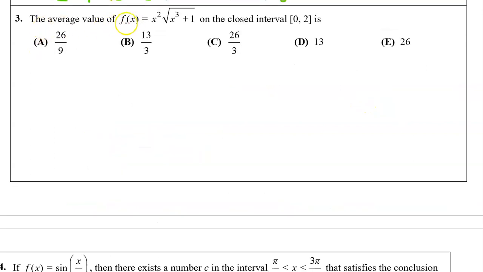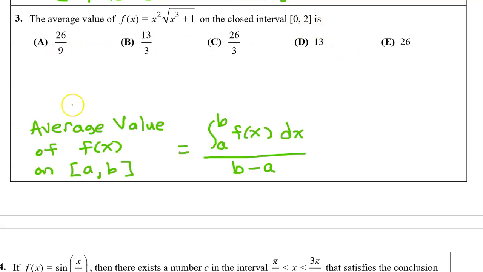Number 3, the average value of f of x, which equals this, on the closed interval from 0 to 2 is which of these? Make sure you memorize this average value formula. The average value of f of x on the closed interval from a to b is equal to the integral of f from a to b divided by the interval b minus a. Just remember that the average value is always the integral divided by the interval.